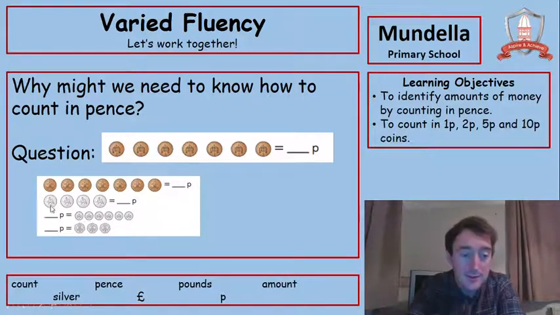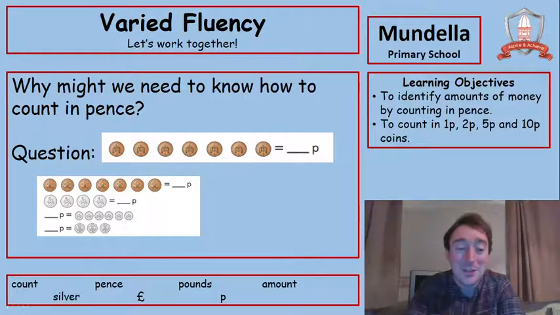What do you think this coin is? It's a silver coin, isn't it? So it's slightly different. And this one, I can tell you, it's a bit bigger. So we know that it's a 10p coin. Okay, let's count up in our tens together. 10, 20, 30, 40. So we'll have 40p in here. Are you with me? I hope so.